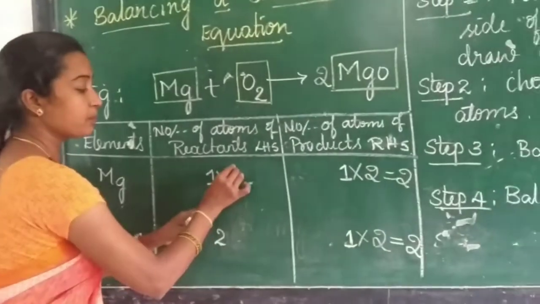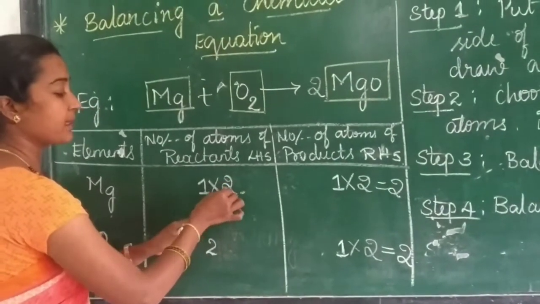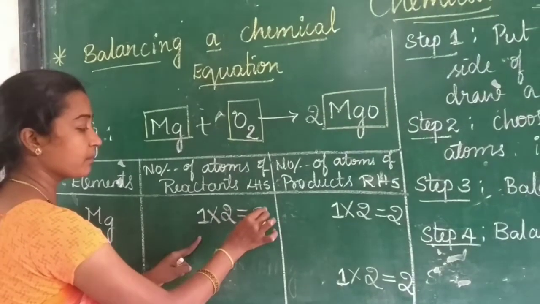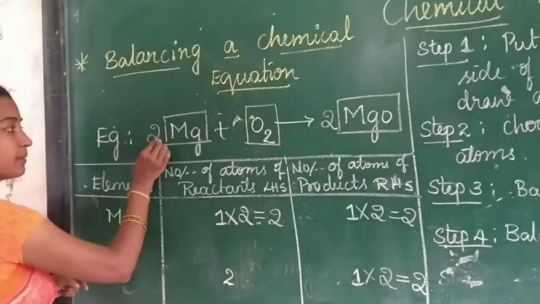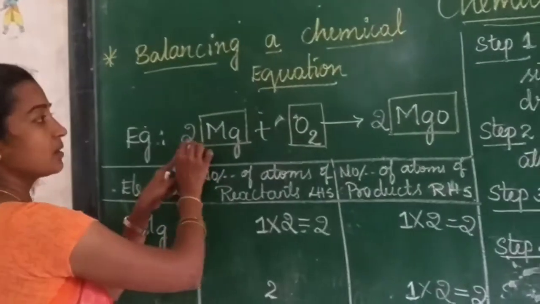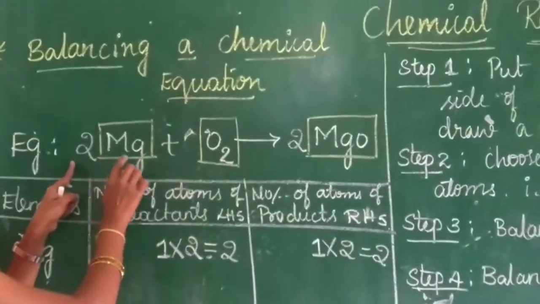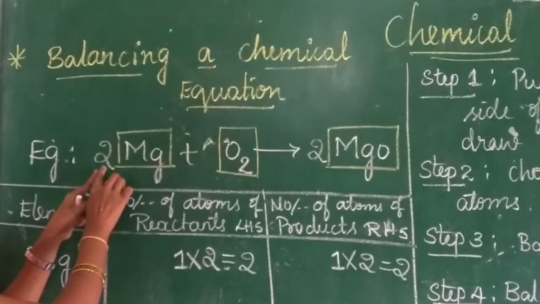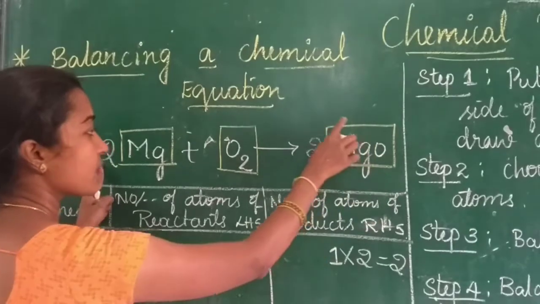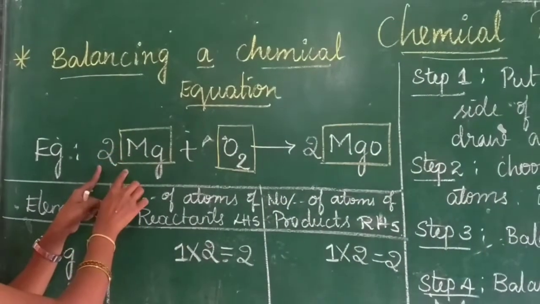Again, we have to put 2 and multiply with 1, it becomes 2. This number 2 is put in front of the magnesium. Now, count the magnesium atoms. Here, magnesium is also 2. Now, this equation is said to be balanced.